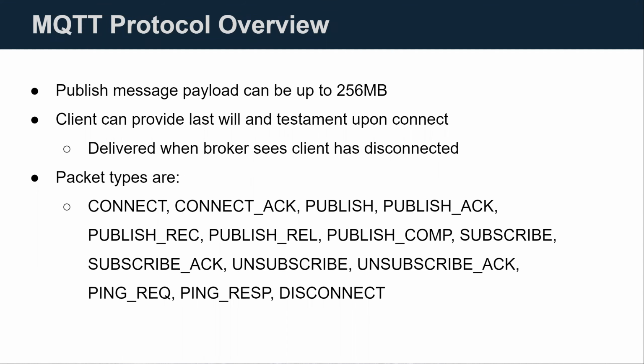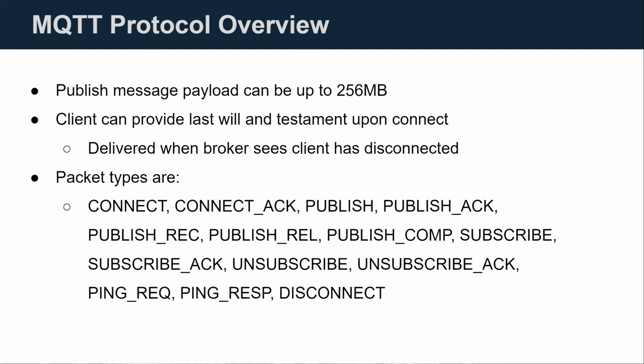So the MQTT specification allows up to 256 megabytes of payload per message. However, the actual payload maximum is often limited by the broker. For example, the limit for AWS is 128 kilobytes, while Azure limits client to broker transfers to 256 kilobytes, and broker to client transfers are limited to only 64 kilobytes. So again, choose your broker wisely.